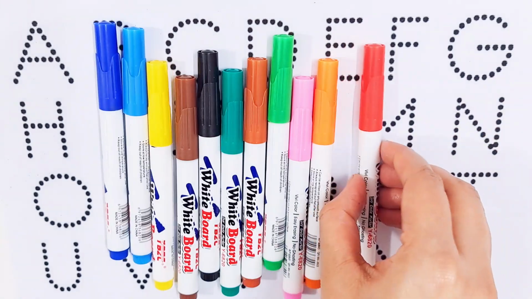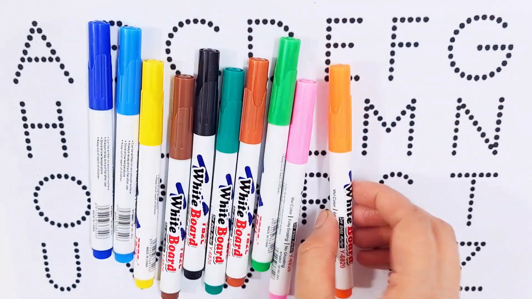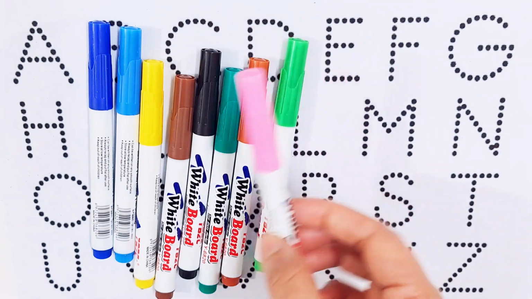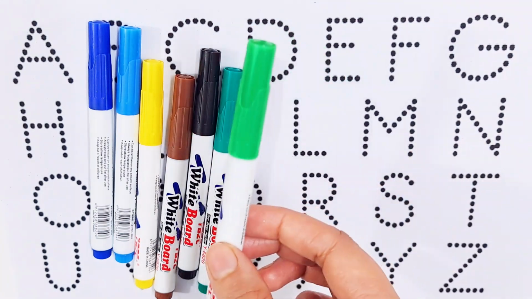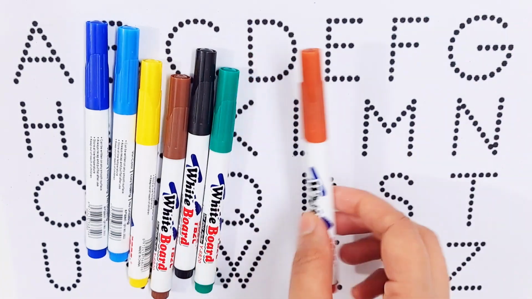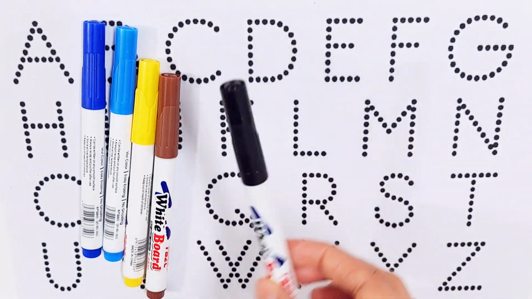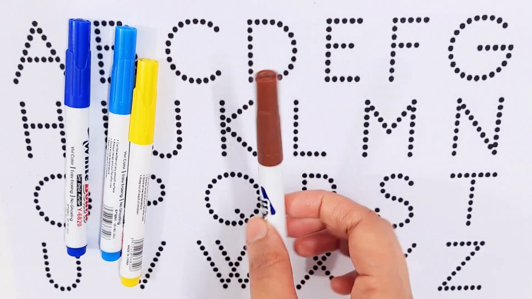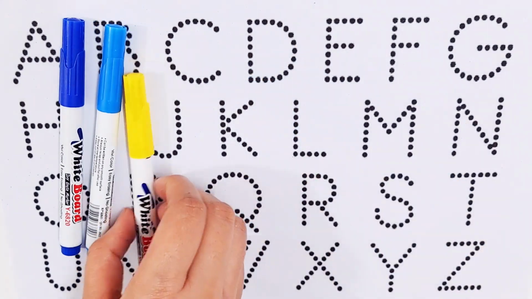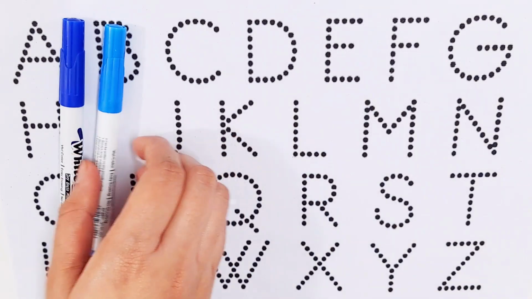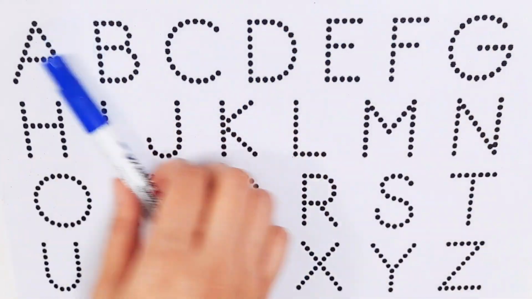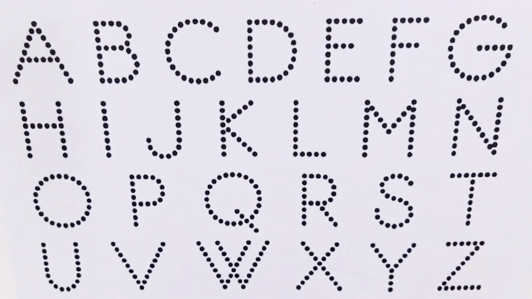Violet color, red color, orange color, pink color, light green color, brown color, dark green color, black color, chocolate color, yellow color, blue color, dark blue color.